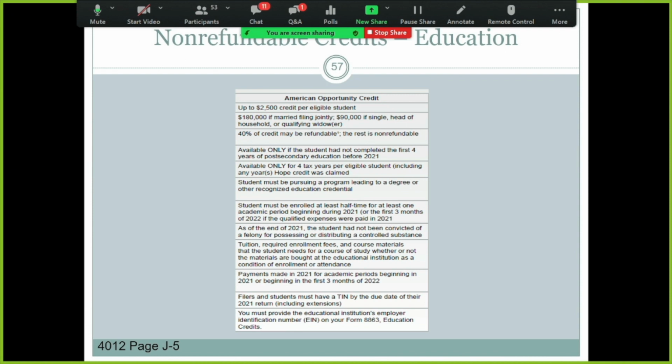Payments made in 2021 for academic periods beginning in 2021 or beginning in the first 3 months of 2022. Filers and students must have a tax identifier number by the due date of their 2021 return, including extensions. And you have to provide the institution's employer identification number on the form. And the form that will populate is the Form 8863, based on the information that has been input into TaxSlayer.